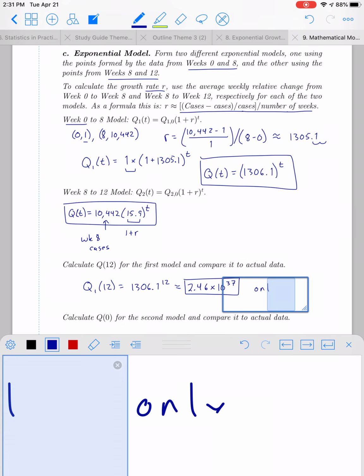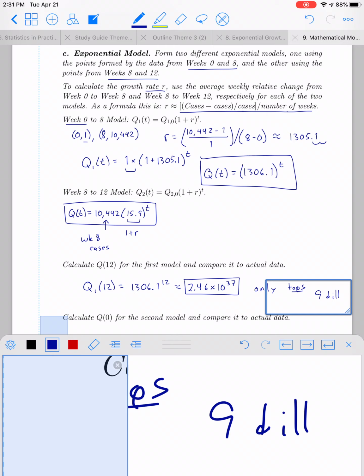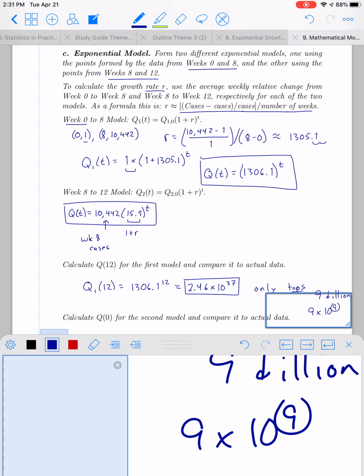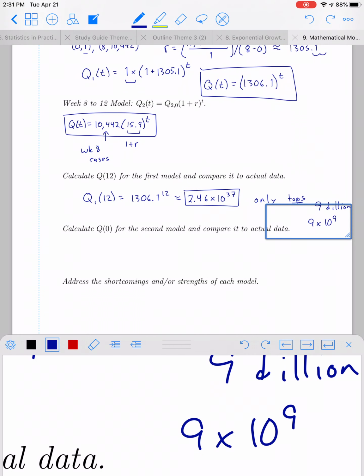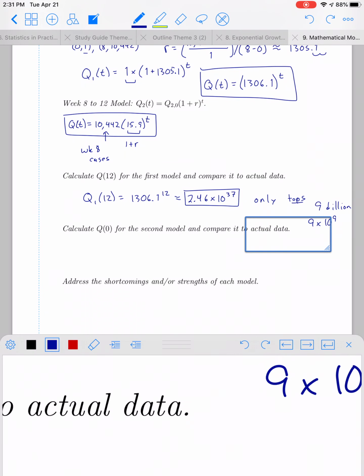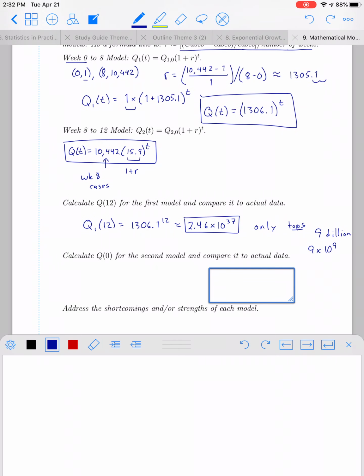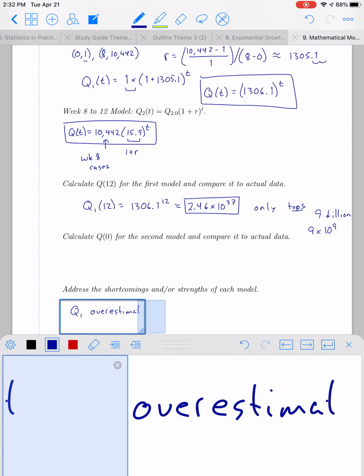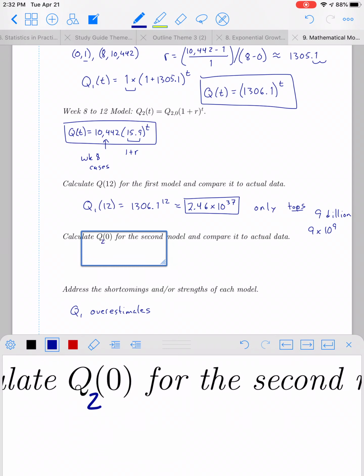There are only, tops, just because I can't remember right away, 9 billion people on the planet, which is 9 times 10 to the 9th. So that's the key thing. This 10 to the 9th, 10 to the 37th. This means the entire world's infected by week 12 with this model. Well, we know that wasn't actually the case. Week 12, we had 600-something thousand infections. So Q1 overestimates badly. Goes off the chart. Overestimates.